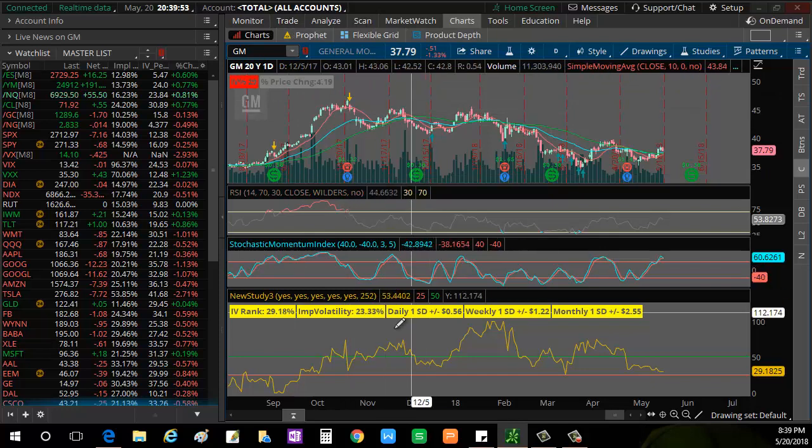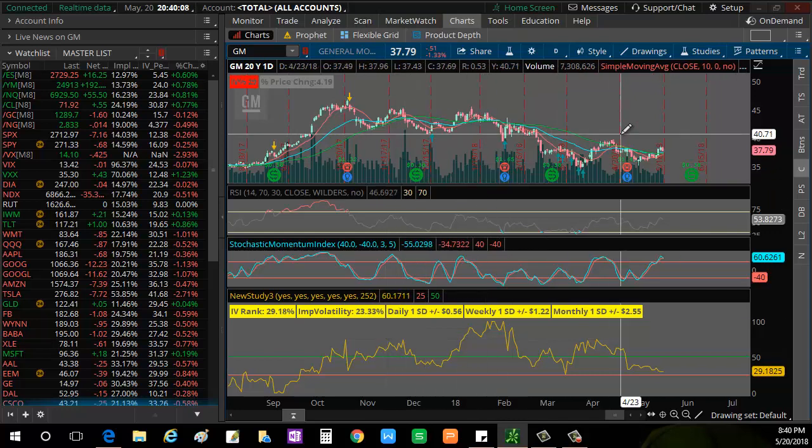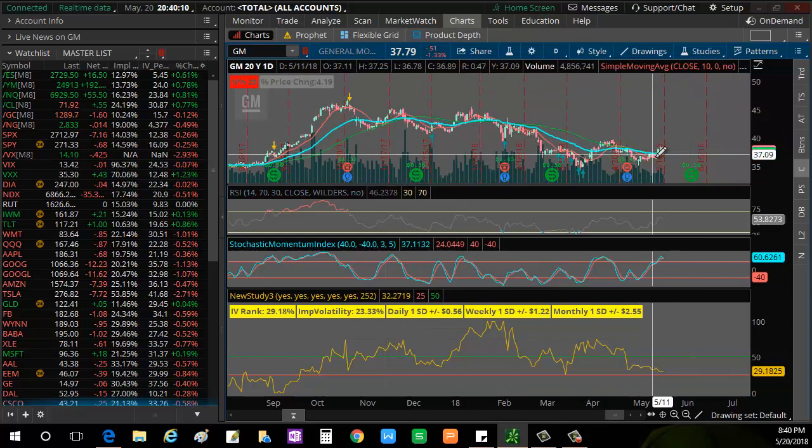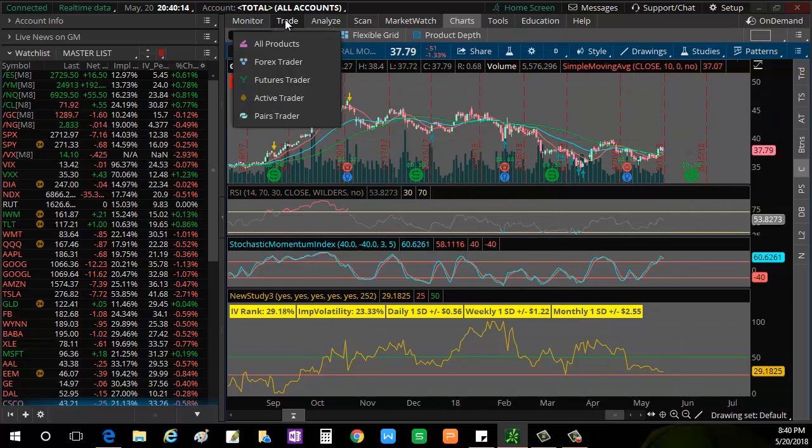Okay, so how does that help us? Well, let me tell you two things. When IV Rank is low, you want to be a net buyer of options, or you want to buy your options. If IV Rank is high, you want to be a net seller, or you want to sell the option. Now that does not mean you want to be long. It doesn't mean you want to trade to the upside or to the downside. It just means you want to be a net seller or a net buyer.